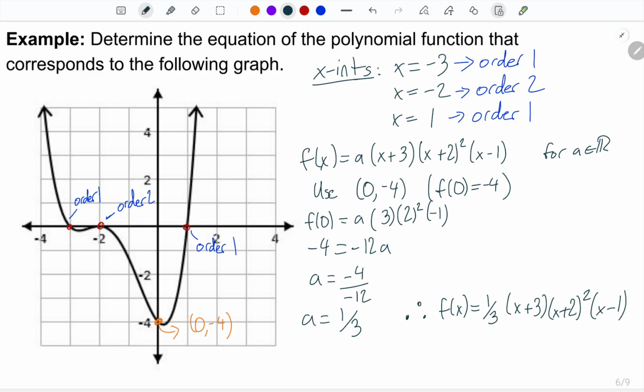And yeah, we can kind of at least confirm that a little bit, just in terms of the sign. 1/3 is positive, and if we look at our end behavior, especially as we go to the right, we're going up to positive infinity, which matches that.